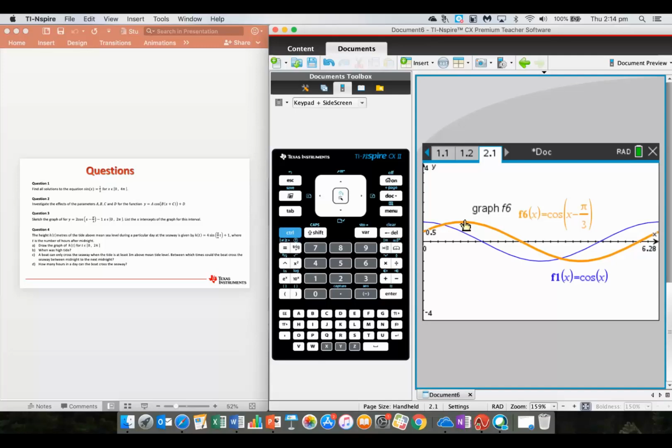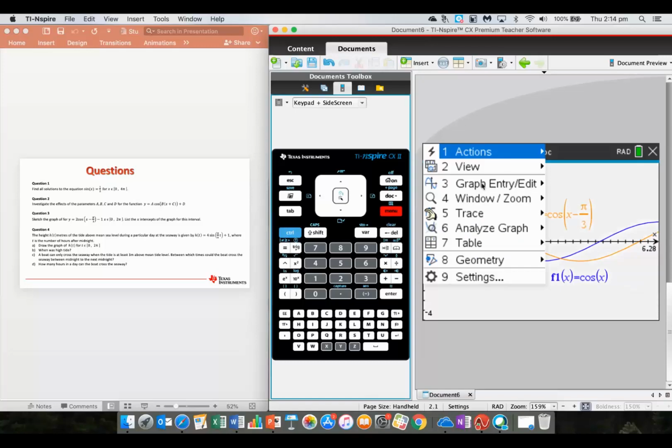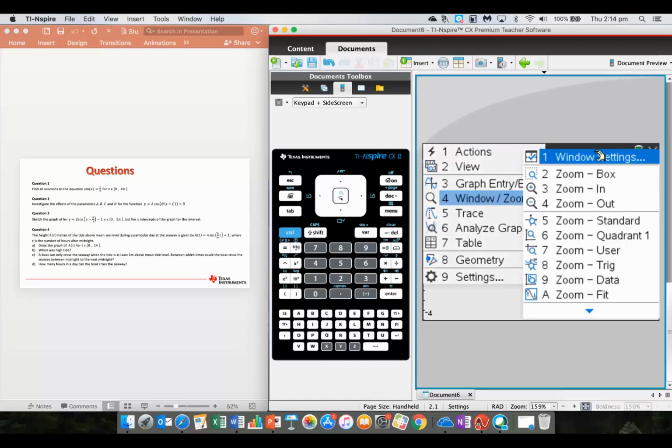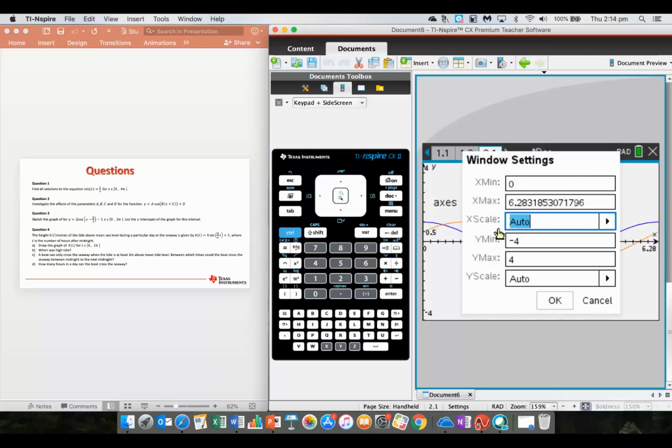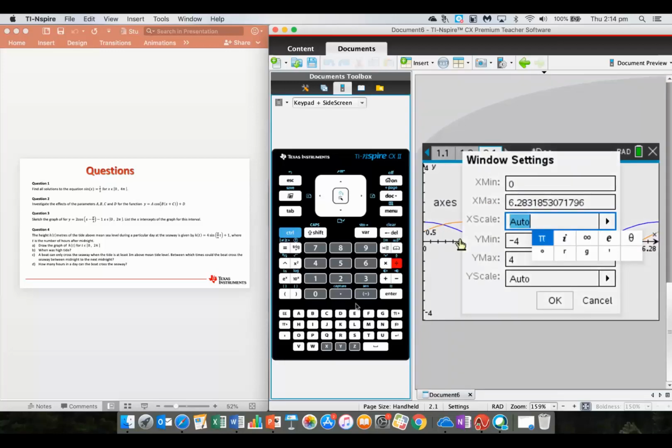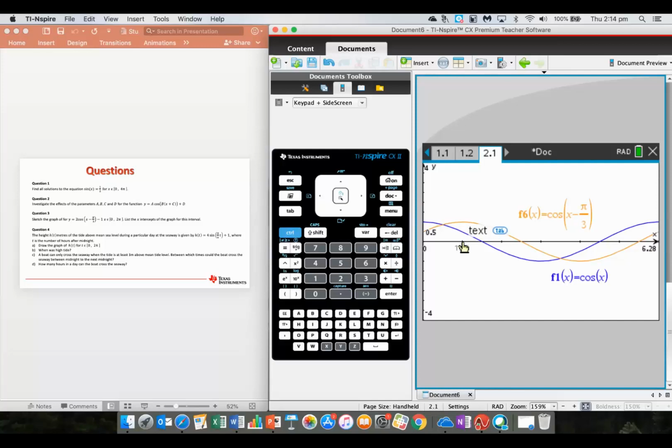If I think it's pi on 3, a good idea at this stage is to go into the window and change the window settings and make the window scale pi on 3, because that'll give us a good view of exactly what's happened. Pi divided by 3. And there we go. So my scale is pi on 3, and I can see the graph has actually shifted pi on 3 places to the right. So the effect of C is to shift the graph to the left or right, the number of places in that x direction.